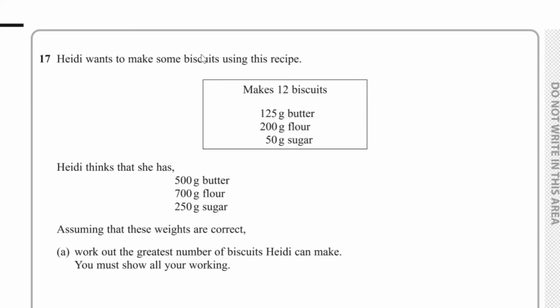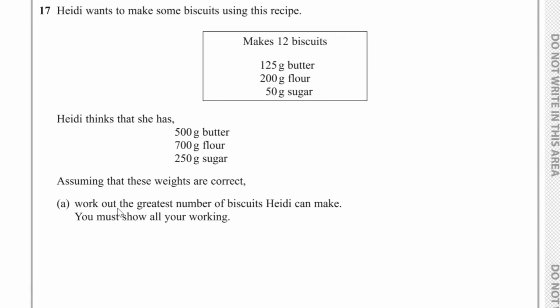Heidi wants to make some biscuits using this recipe. For 12 biscuits, we require 125 grams of butter, 200 grams of flour, and 50 grams of sugar. Heidi thinks that she has 500 grams butter, 700 grams flour, 250 grams sugar. Assuming that these weights are correct, for part A we have to work out the greatest number of biscuits Heidi can make. You must show all of your working.